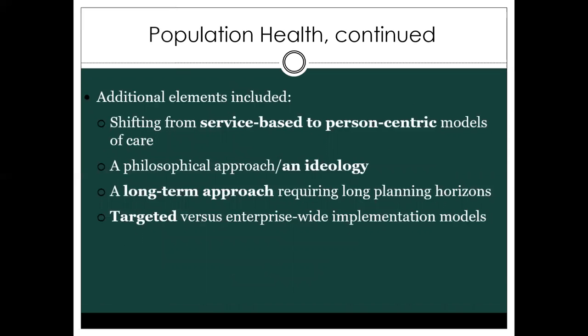Some other elements that have been described in population health is shifting from the service-based approach to a person-centric one. So looking at that person and assessing all of their needs. So do they have a house? Do they have enough food? Do they have transportation? Rather than, you're sick, here's some medicine to get better. It's more of an ideology and a bigger picture type approach. It's a long-term approach, which can make it, again, more complicated.